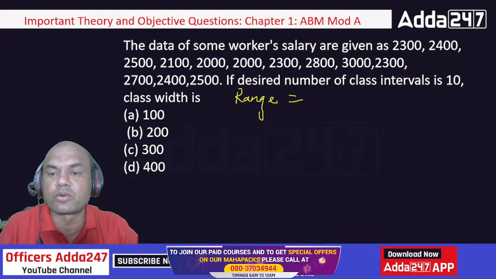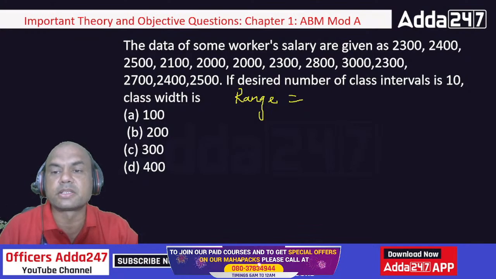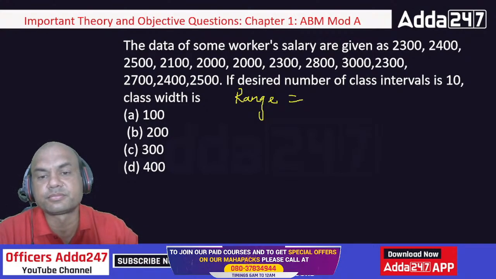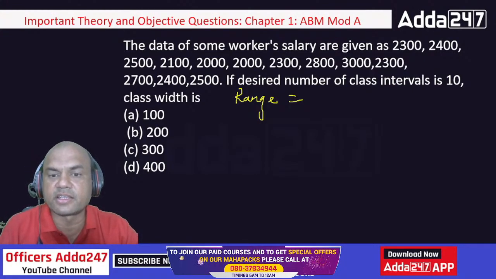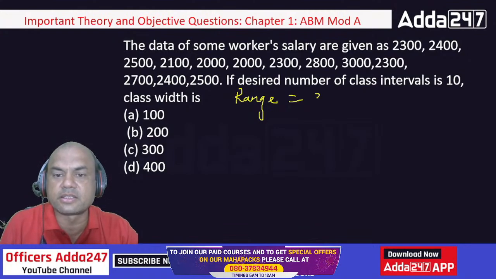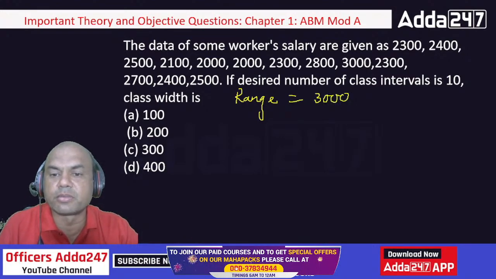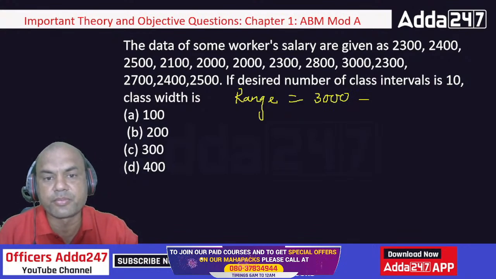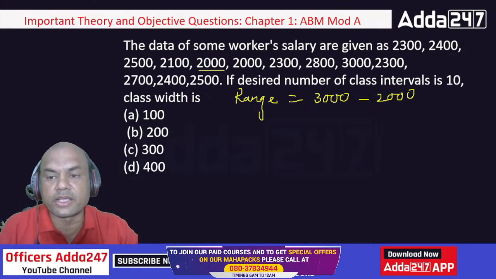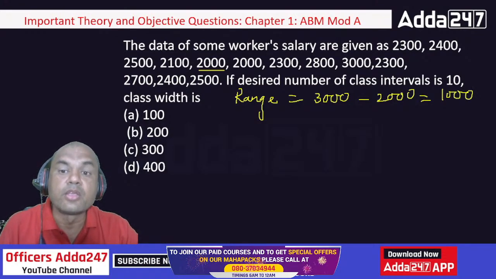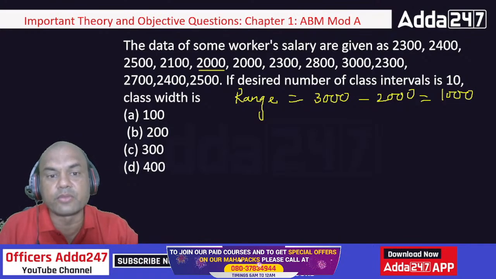Which is the highest number over here? Check everyone. Yes, the highest number is 3000. Minus the lowest number. What is the lowest number over here? 2000, I think so. Yeah, 2000. So range equals highest number minus lowest number. So it becomes 1000.